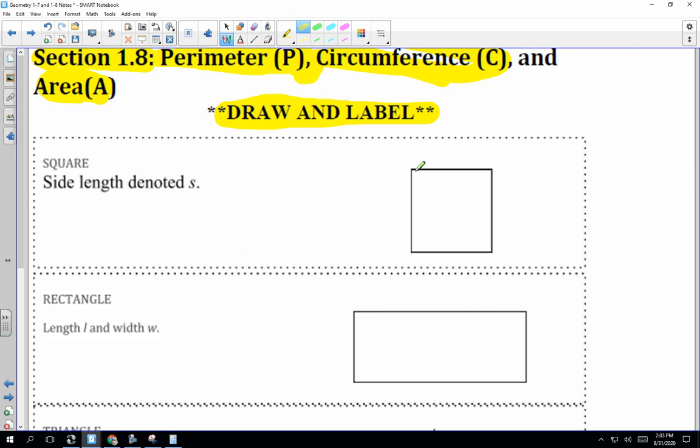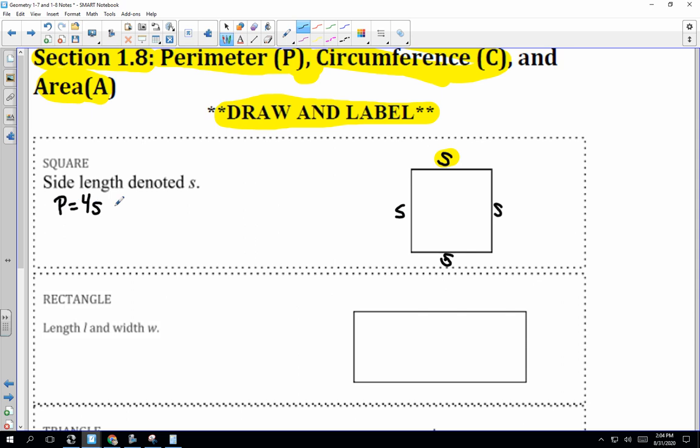Okay, we have ourselves a square. A square has the same measures for each side. Let me get a pen. We are going to call that S, and technically they are all S's. So the perimeter of a square is what we get when we add all the S's together. Well, let's just add them. 1S, 2S, 3S, 4S. So the perimeter we can write as 4 times S.